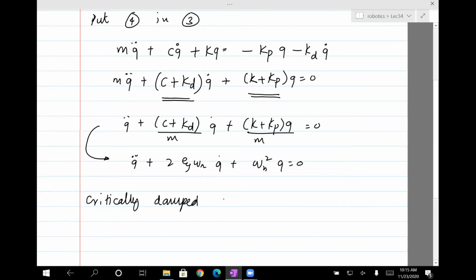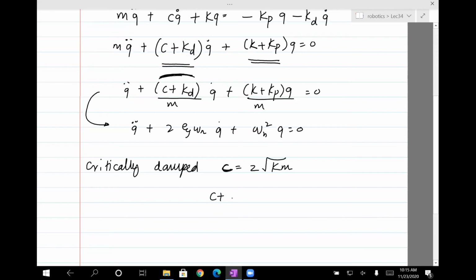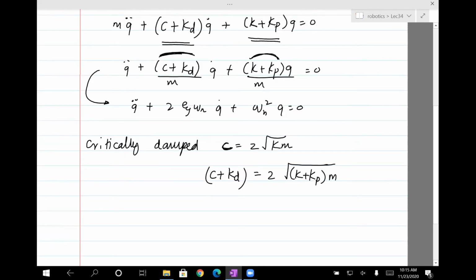we said that C equals 2 square root of Km. Now, this C is basically the term involving q dot. So I need to put this as C plus Kd equals 2 square root K. Here the K is K plus Kp, and then the mass is the same as M. So this is the condition for a critically damped system.